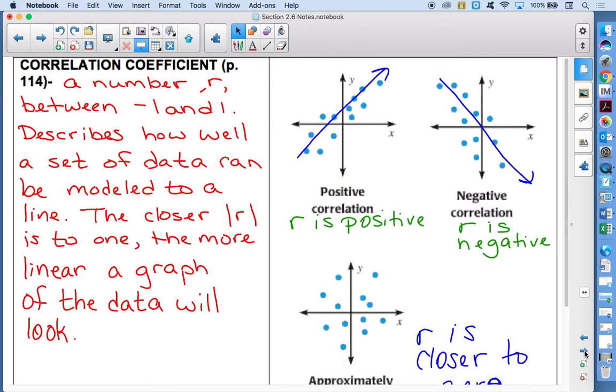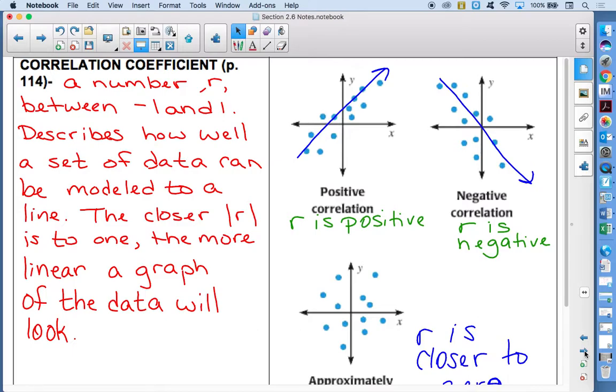At the bottom is the other term, correlation coefficient. The correlation coefficient is a number, but it's the variable r. So that r represents a number between -1 and +1. It'll never be more, it'll never be less. That number tells us how well the set of data can be modeled to be a line. The closer that r value is to 1, it means the more the graph should look like a line. So it's going to be like 0.95, or it could be 0.85, or maybe 0.75, but it's going to be a decimal, and it's allowed to be negative as well.